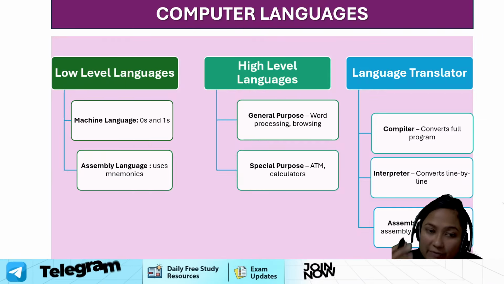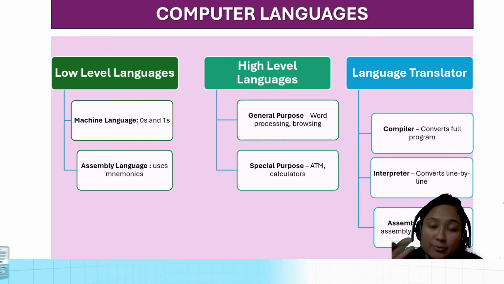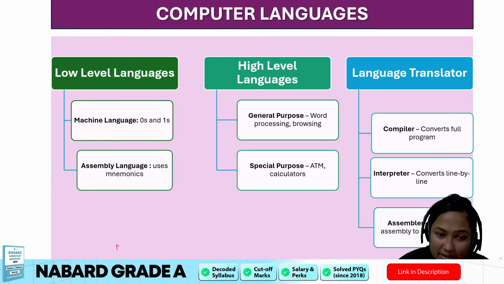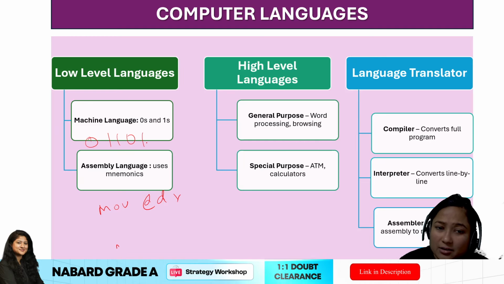Okay, so here we have machine language that is represented by 0 1 0 1 1 1 0 0, like that. Only two symbols are used. On the other hand, assembly language uses mnemonics. With this particular language, you will see words like this, which is a bit easier to understand than completely like this.